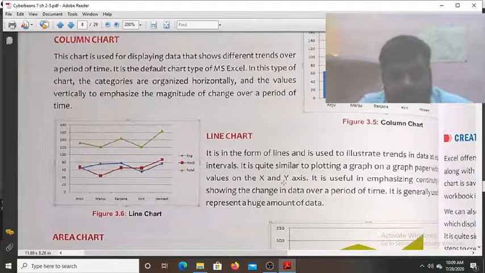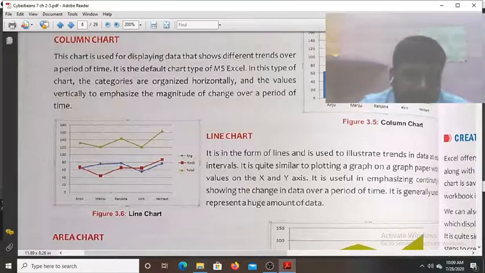It is in the form of a line and is used to illustrate the trends in data at each interval. It is quite similar to plotting a graph on graph paper with the values on the x-axis and y-axis. It is useful in emphasizing continuity, showing the change in data over a period of time. You can show how it is increasing, how it is decreasing. It is generally used to represent a huge amount of data, because for a huge amount of data bars would take a lot of space. So a line is easy. In a small space, more line charts can be drawn.